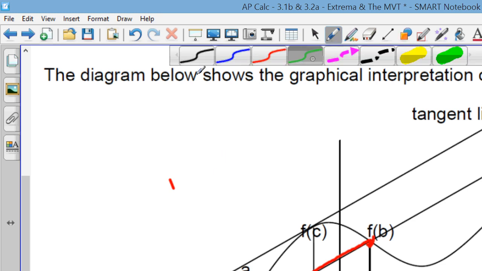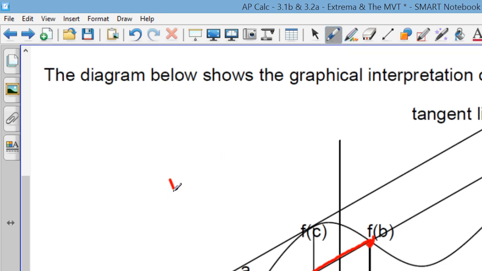Now, as you're going along your function, which is this guy right here, okay? You're going along the function, and you notice right here when we draw in a tangent line, we get this line right here. Notice the green line and the red line are parallel to each other. That's all this is saying.